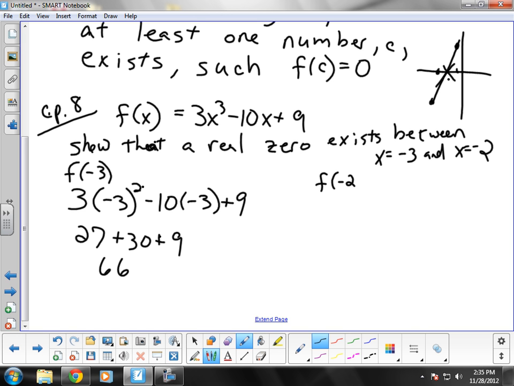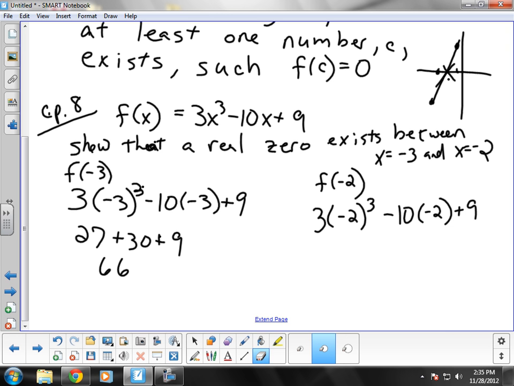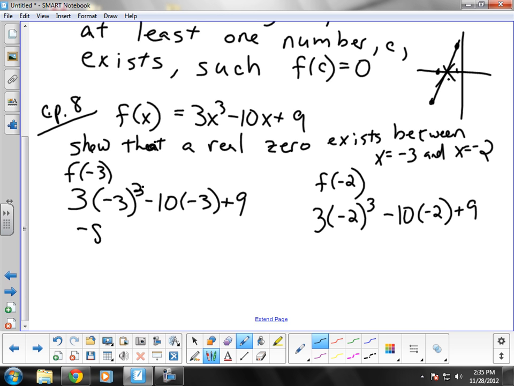And we look at what f of negative 2 would be. 3 times negative 2 to the third. Oh, that's to the third. That's not right. Messed up. Because negative 2 to the third is negative 8, and negative 8 times 3 is negative 24, plus 20 plus 9.